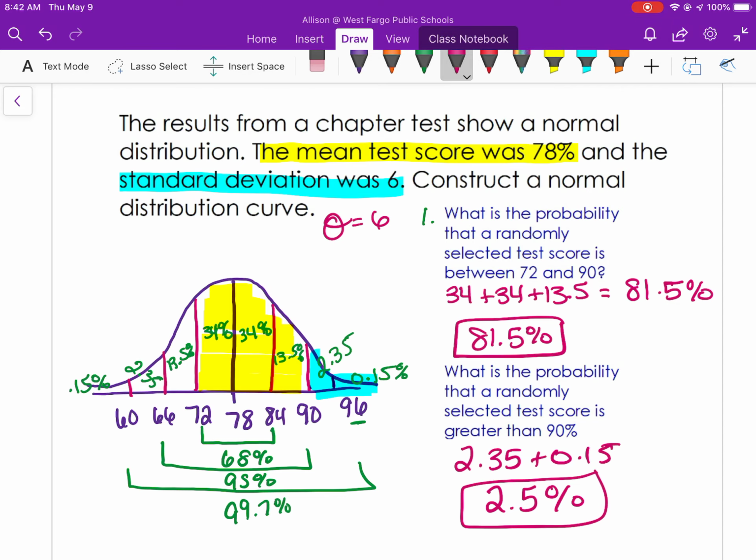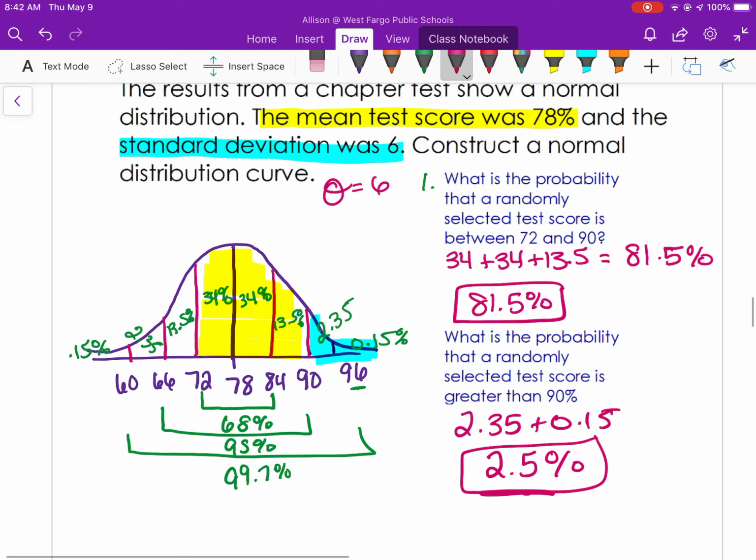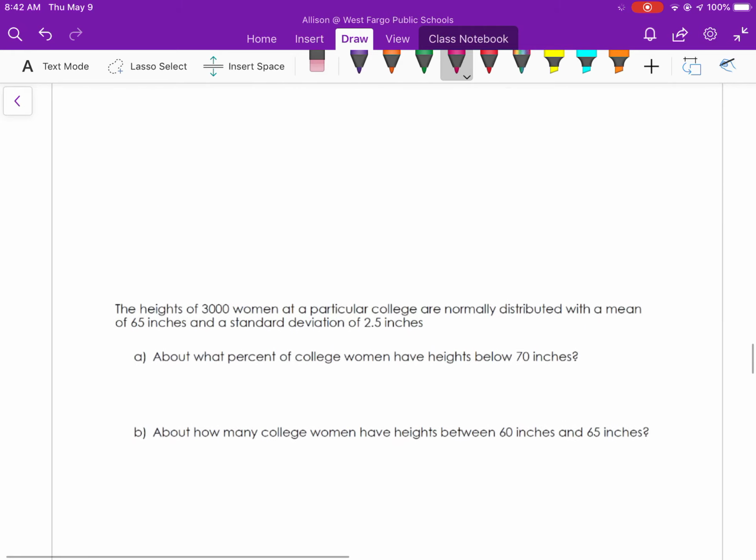You might see these percentile ranks too when you look at your STAR scores. If you're in the 90th percentile or the 99th percentile, that's way over here on the normal distribution. There's about a 2.5% chance or 0.15% chance that you fall in those categories, if the STAR scores are normally distributed. We'll talk more about that in class.